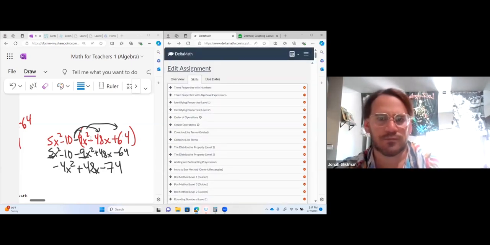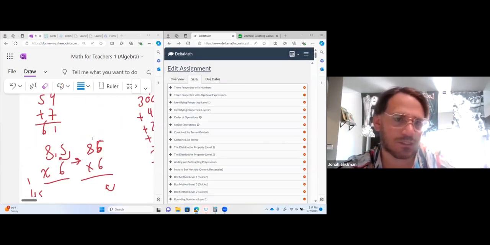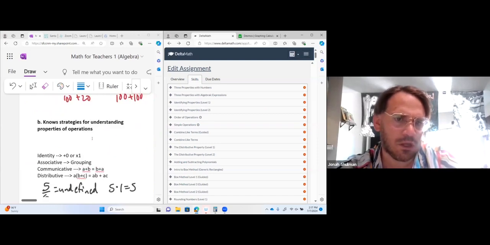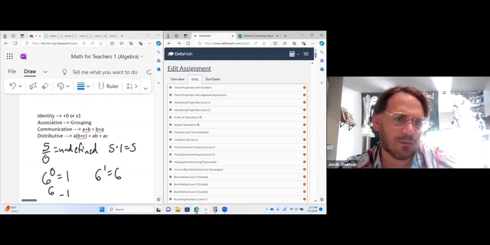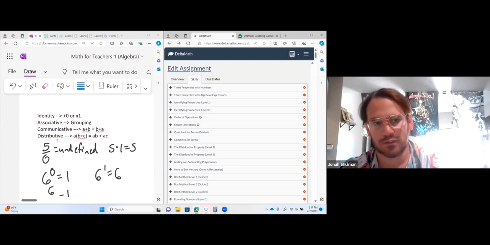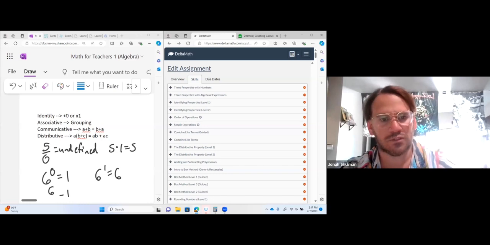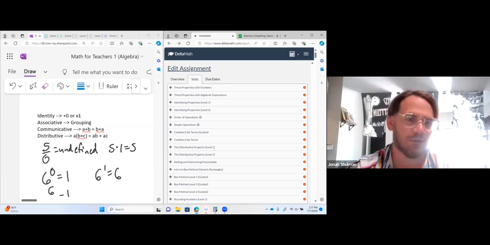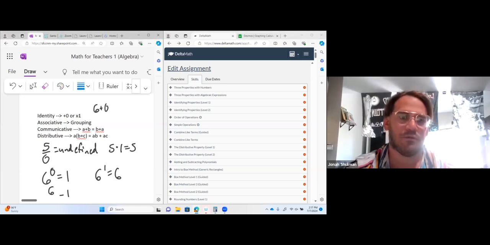Hopefully that was useful. That was some extra stuff thrown in there just to help, but this was knowing the properties. So I would remember identity, associative, commutative, and distributive. Those are the main things you got to know. This one's grouping, this one's back and forth, this one distributes. Identity, you either add 0 for addition, multiply by 1. That's like 6 plus 0 equals 6. And 6 times 1 equals 6.